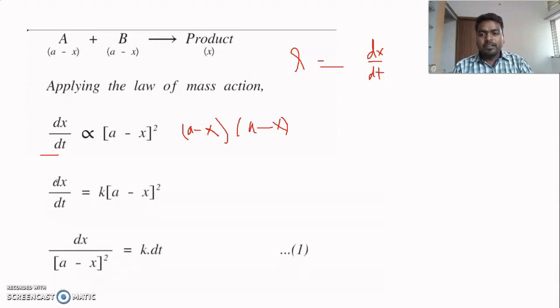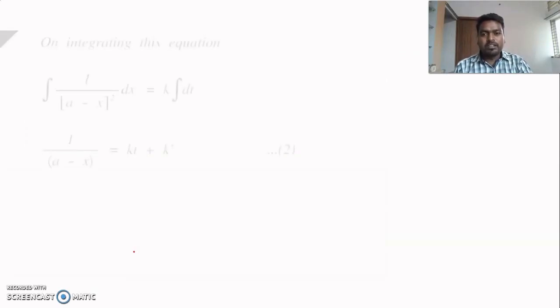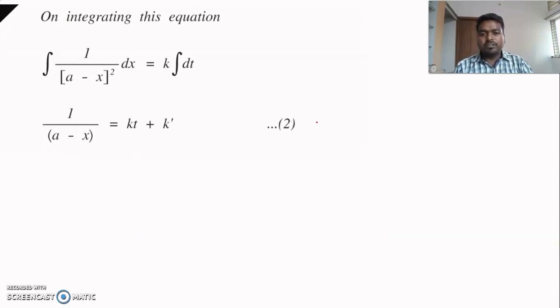Then dx/dt is equal to, we remove the proportionality by introducing the constant k. So dx/dt is equal to k into (a minus x) whole square. If you rearrange this equation to integrated form, we get dx divided by (a minus x) square is equal to k into dt. Now let us integrate this equation 1, and we will get equation number 2.